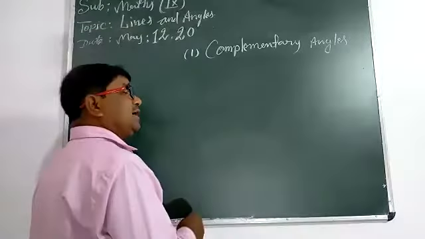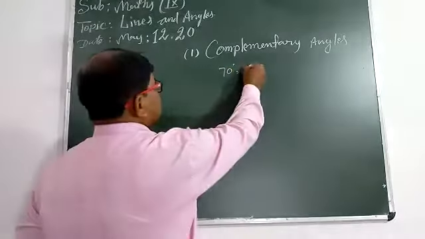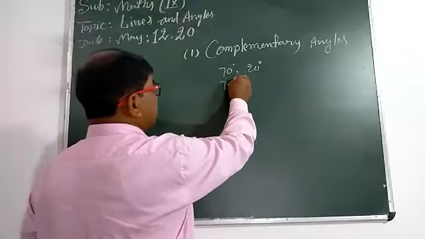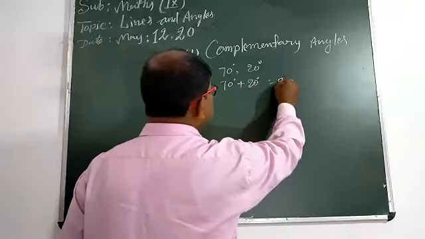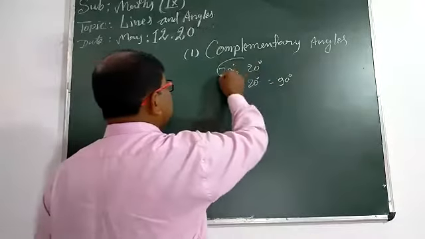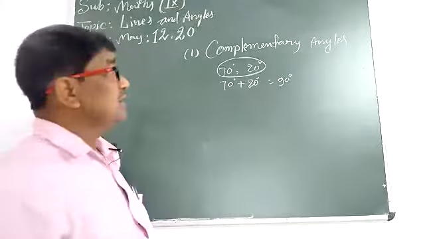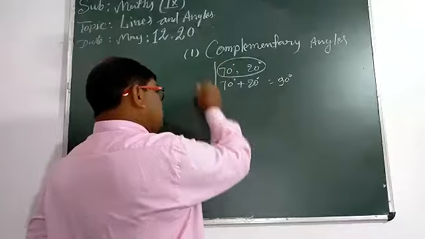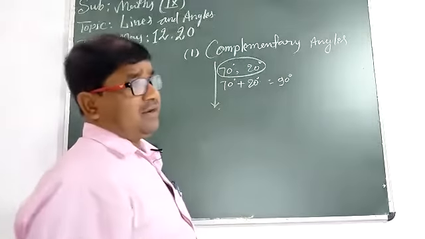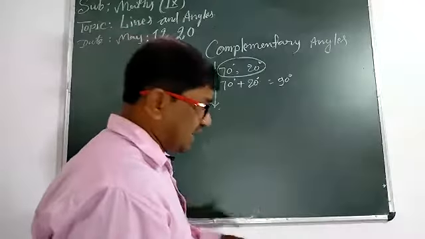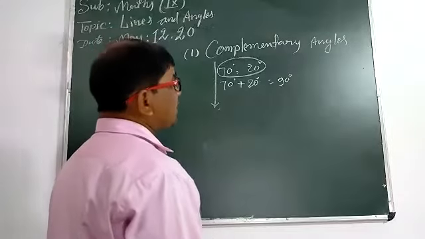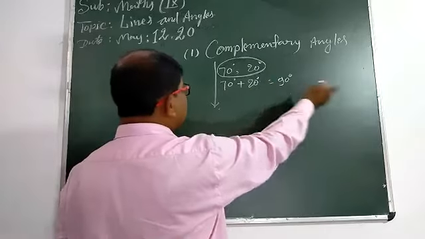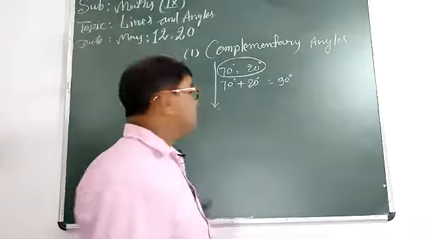Suppose that we have 70 degrees and 20 degrees. After adding them together, 70 degrees plus 20 degrees equals 90 degrees. It means they are complementary. Now, if one angle is given and you need the second, its complementary, how can you find it? Because we know the property: the sum of two angles is 90 degrees. That type of angle is called complementary.